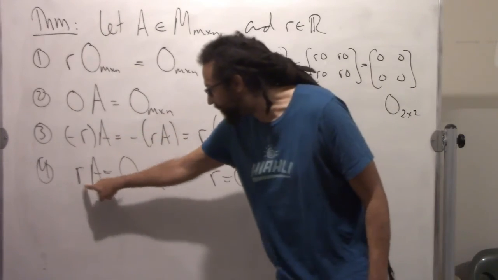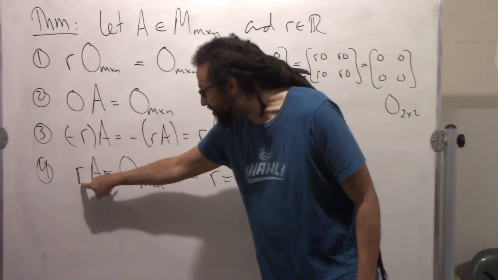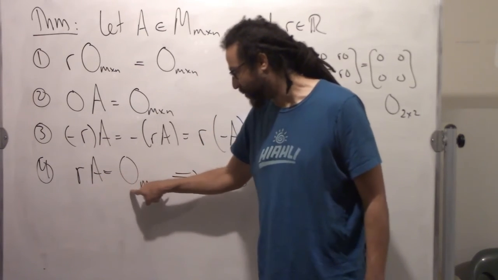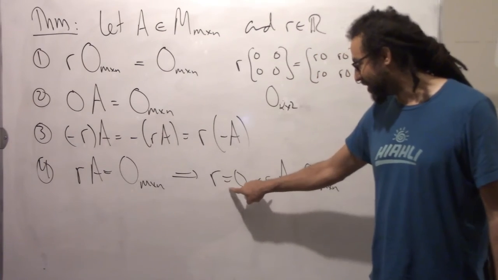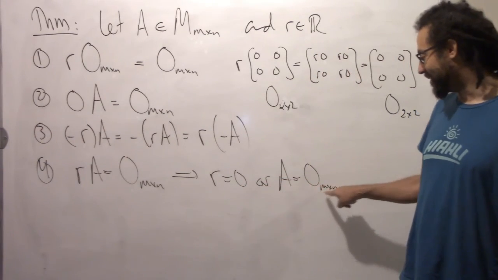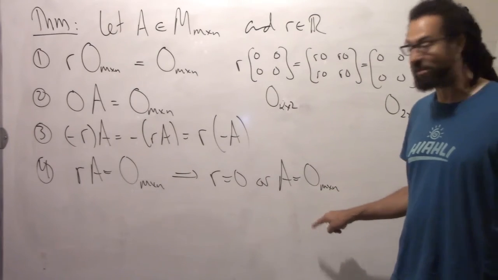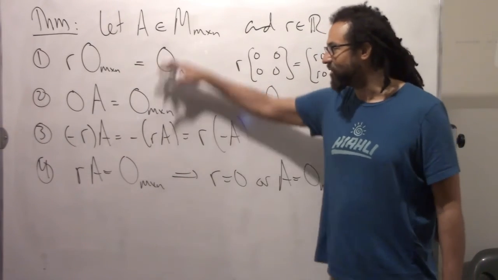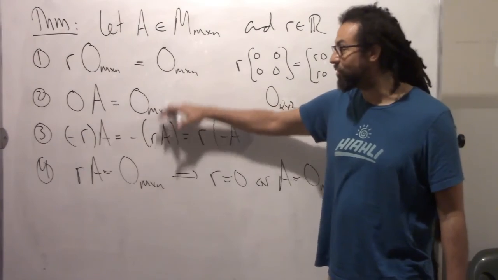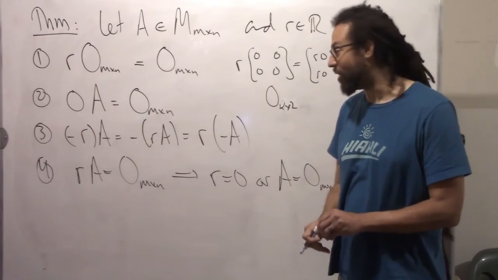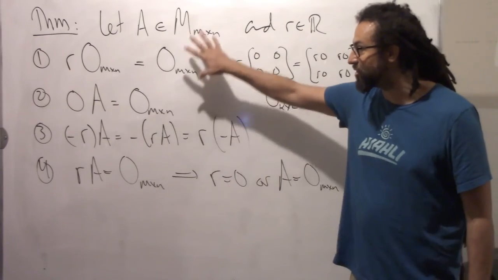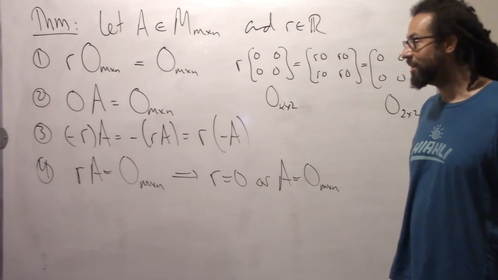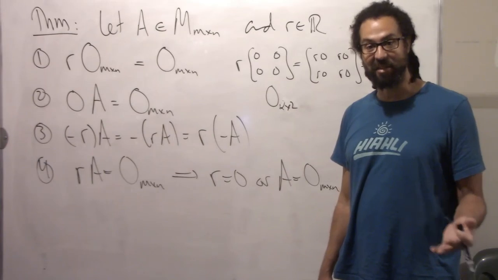And this thing here, if a scalar multiple of a matrix A is equal to 0, then either the real number R is 0 or the matrix A is the 0 m by n matrix. So again, these things are all easy to see why. If you just do a few examples, all of this will pop right out in the wash. So go ahead and memorize these additional 4 properties about the zero matrix and scalar multiplication.